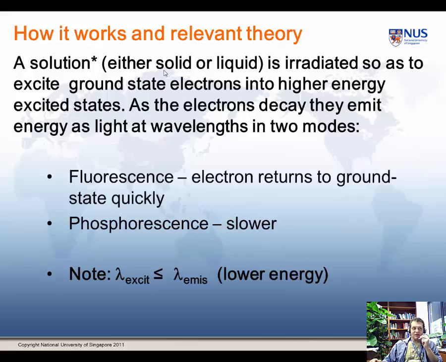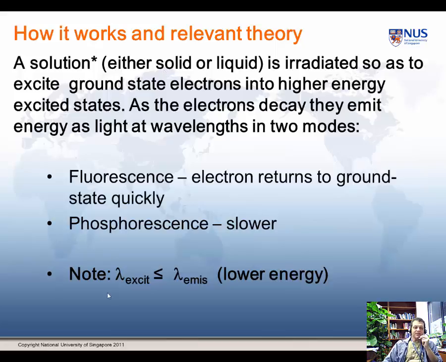Now we get to spectrofluorimetry, because as those electrons decay, they emit energy as light in two modes. First, fluorescence. We're going to talk more about these two in a moment, but effectively the electron returns to ground state very quickly. So you turn the light off and the fluorescence dies. The other mode is phosphorescence, which is much slower. So for phosphorescence, you turn the light off and it keeps glowing.